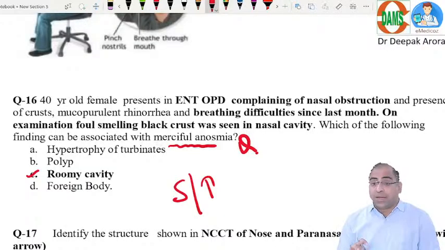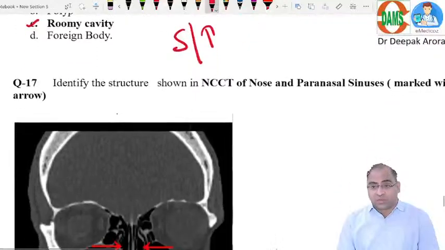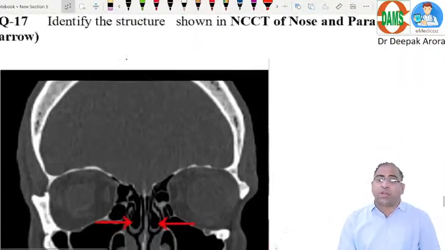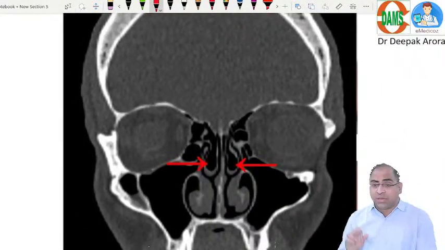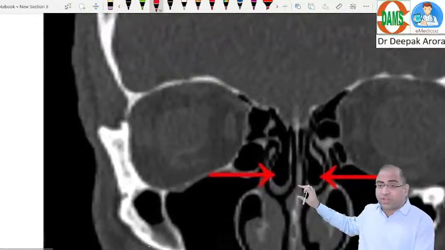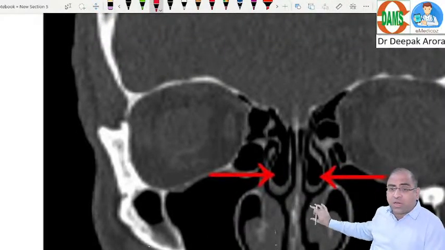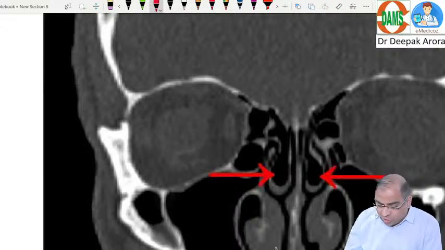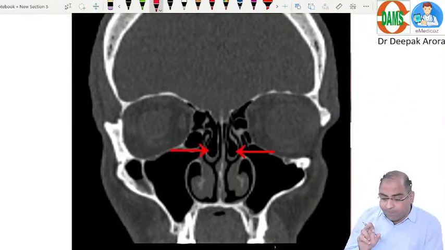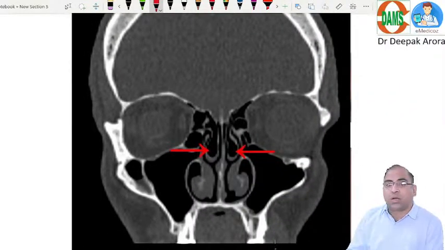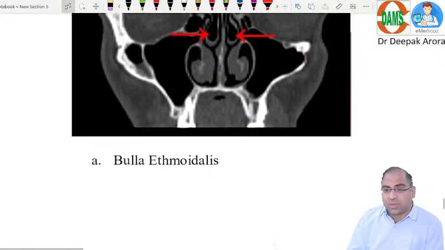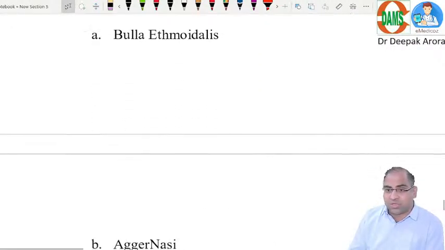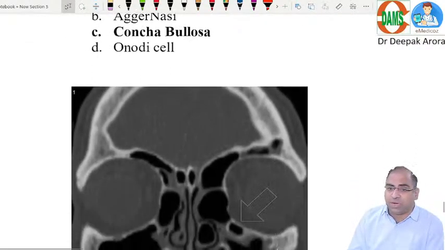Clear? Then one MCQ always from the air cell, ethmoidal air cell, or swelling of the turbinates. Clear? This is a very favorite question. They will show you a CT examination. This is the inferior, this is the middle turbinate swelled up. If they show you this type of image, beta, you should attempt concha bullosa. This is concha bullosa. Clear? The most common pathology here is pneumatization of the middle turbinate.